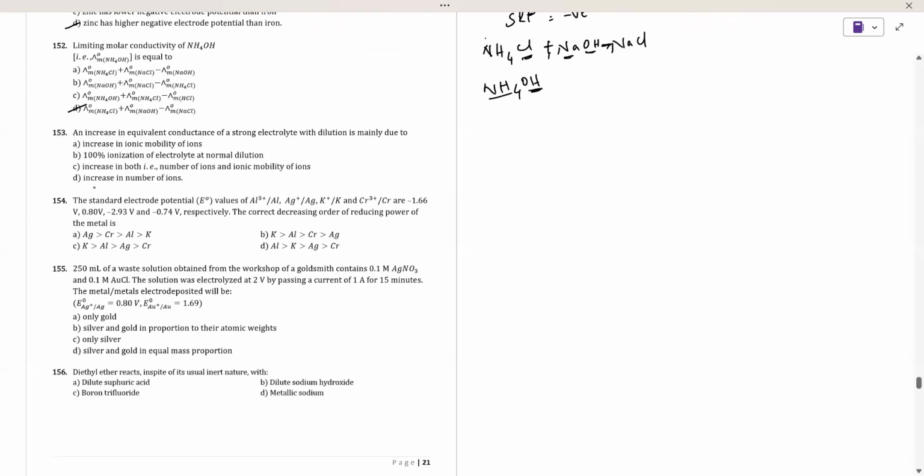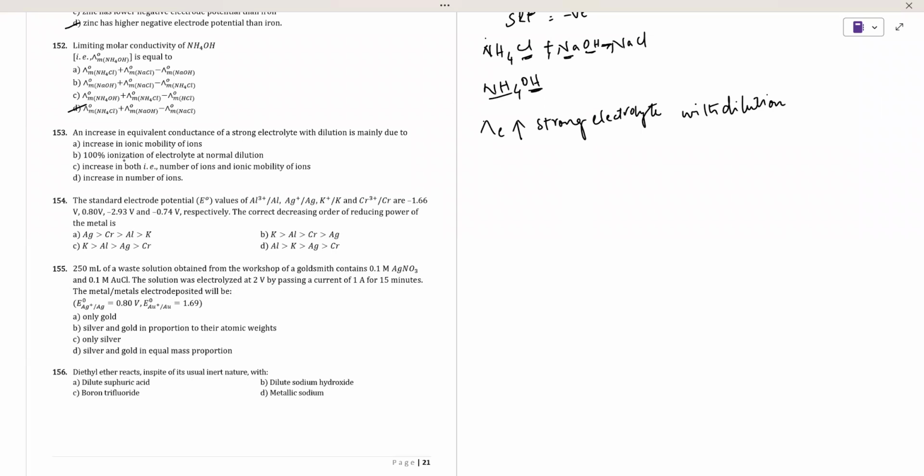Then coming to the next question, students. So what is this question? An increase in the equivalent conductance of a strong electrolyte with dilution is mainly due to... What they are saying is that the equivalent conductance of a strong electrolyte increases with dilution. Absolutely correct statement. Now we should know why it increases.